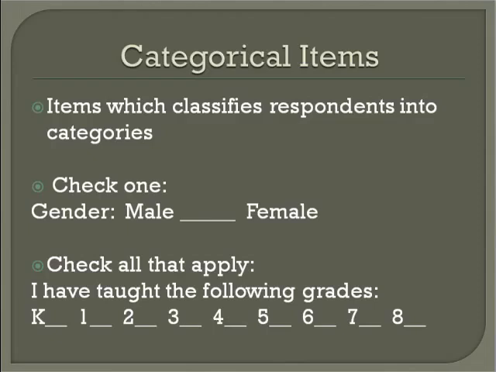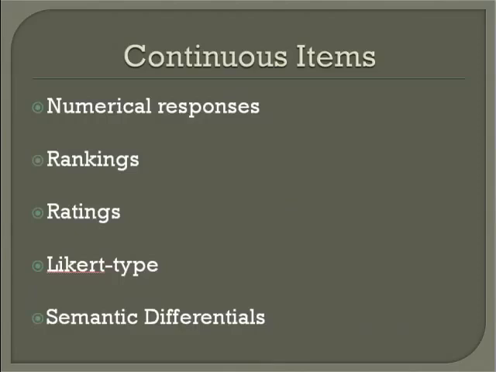So for example, I might want to know what grades teachers have taught in the past. So here I've listed elementary and middle school grades K, 1, 2, 3, 4, 5, 6, and 7. And of course, many teachers have taught more than one grade. So I've indicated here check all that apply. Sometimes you will get surveys where you ask them to check just one thing and they check multiple items, but that just happens.